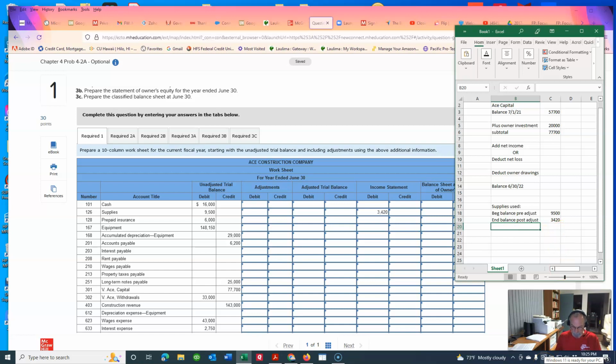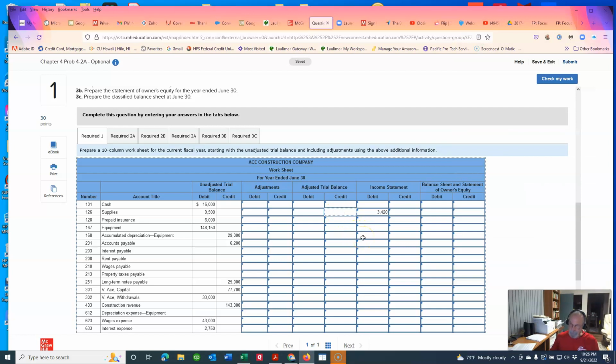And so I'm going to say here, supplies used, and I'm going to subtract these two amounts. So I'm going to add beginning balance and subtract the ending balance, and that gives us the amount of supplies used. It should be 6,080, and so that would show up as a credit, 6,080.